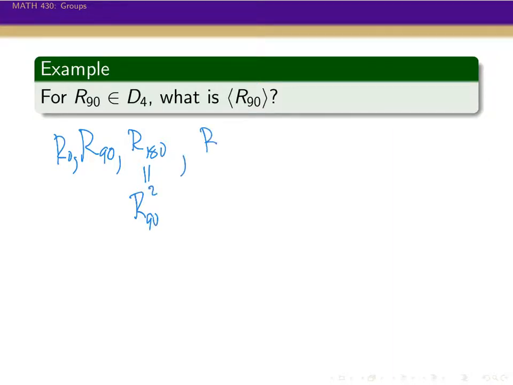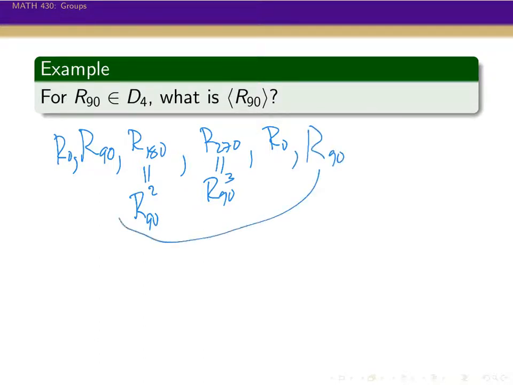And R270 is R90 cubed. And then after that, we saw that we got R0 again. And then if we apply R90 again to this, we just go back to the beginning again, right? And so if we start looking at the positive powers of R90, we're just going to be cycling through R0, R90, R180, R270, and then go back to R0, R90, etc., etc., etc.